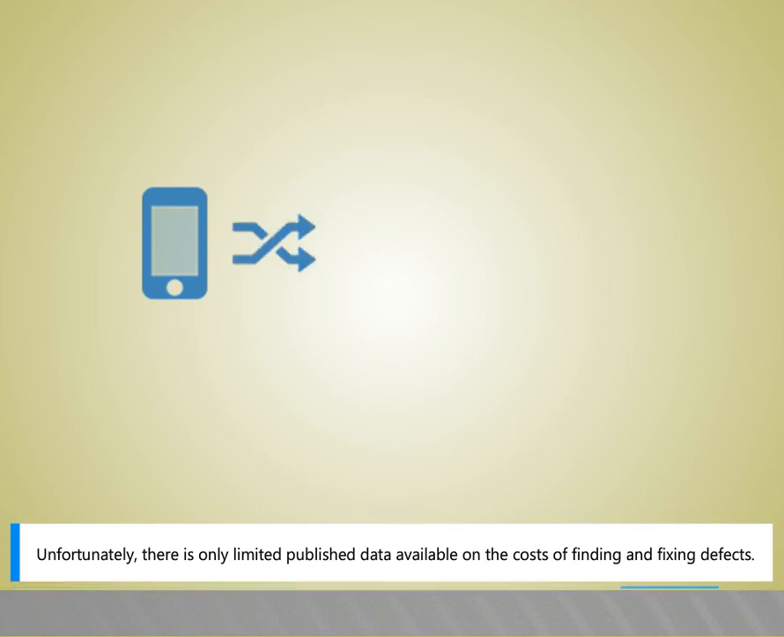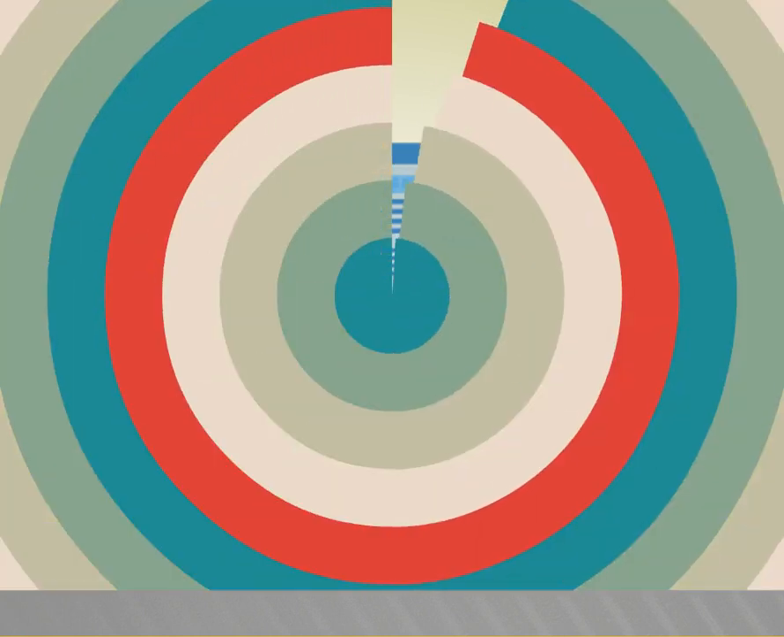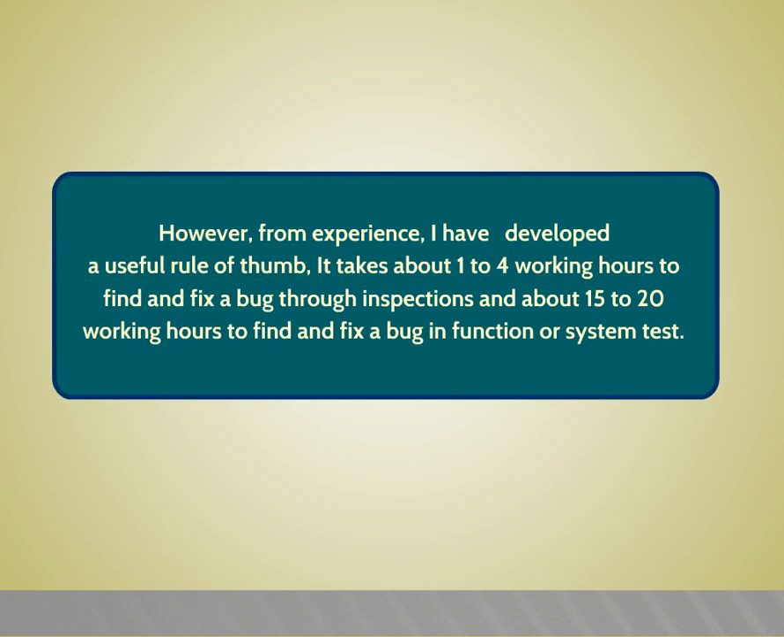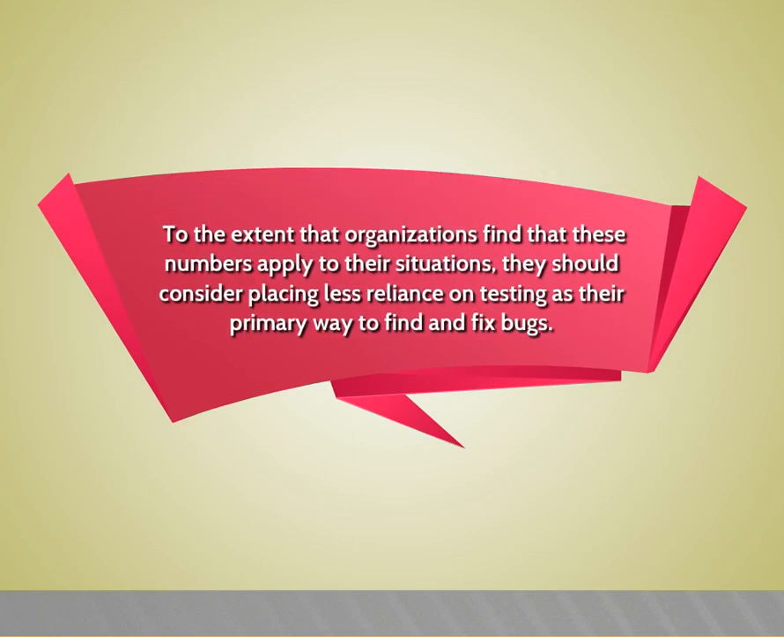Unfortunately, there is only limited published data available on the costs of finding and fixing defects. However, from experience, I have developed a useful rule of thumb. It takes about 1 to 4 working hours to find and fix a bug through inspections and about 15 to 20 working hours to find and fix a bug in function or system test. To the extent that organizations find that these numbers apply to their situations, they should consider placing less reliance on testing as their primary way to find and fix bugs.